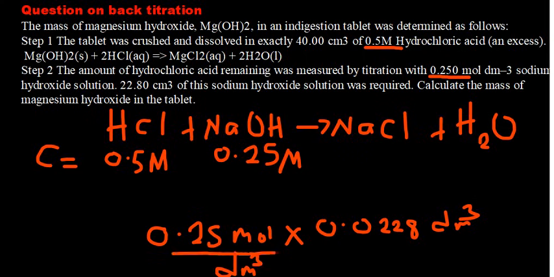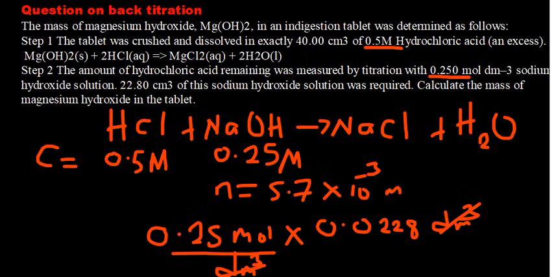So the units will cancel out, and you remain with the number of moles. So 0.0228 multiplied by 0.25, we have the number of moles now. The number of moles is 5.7 by 10 to the power negative 3. These are the number of moles of sodium hydroxide that reacted in the second reaction.